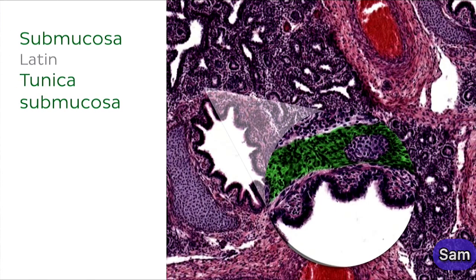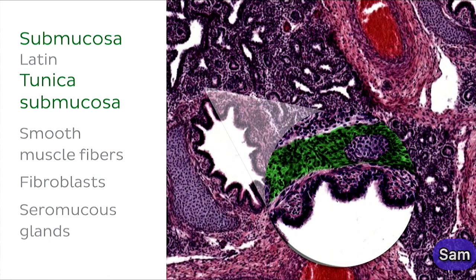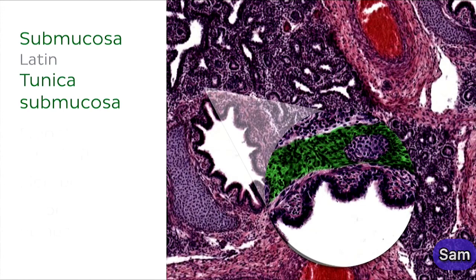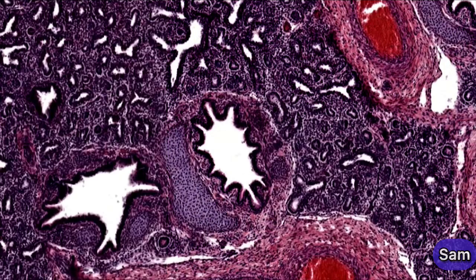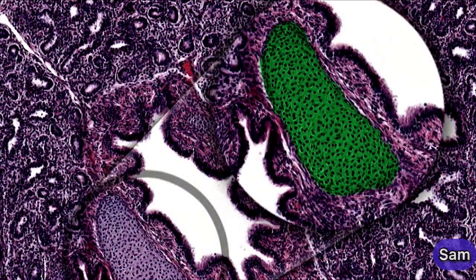The submucosa is located under the epithelium. It contains smooth muscle fibers, fibroblasts, and seromucous glands, which secrete their products to the lumen of the bronchus. These elements are seen between discontinuous plates of hyaline cartilage, like the one seen in the image. And right now, the area highlighted consists mostly of fibroblasts, which we can identify by their spindle-shaped nuclei.